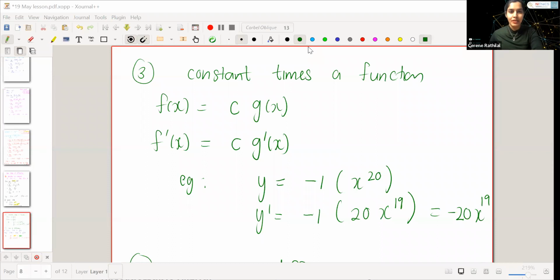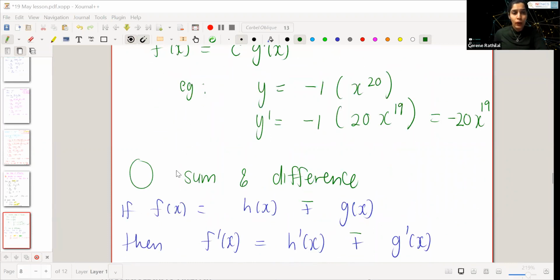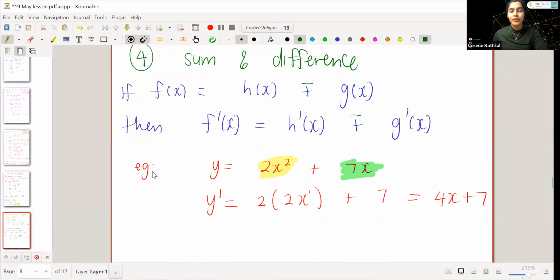Great stuff. Okay, so we've got some thumbs up. So this you could regard as your rule 3. So you've been utilizing this rule all along. And sum and difference you can regard as your rule 4. And then you can see that in here we have utilized constant times a function to get this answer of 4x. And we have then used sum and difference because we've got the sum of 2 functions. And so when we computed the derivative, it was simply the sum of the derivative of this function added to the derivative of that function. And that's how we got 4x plus 7.